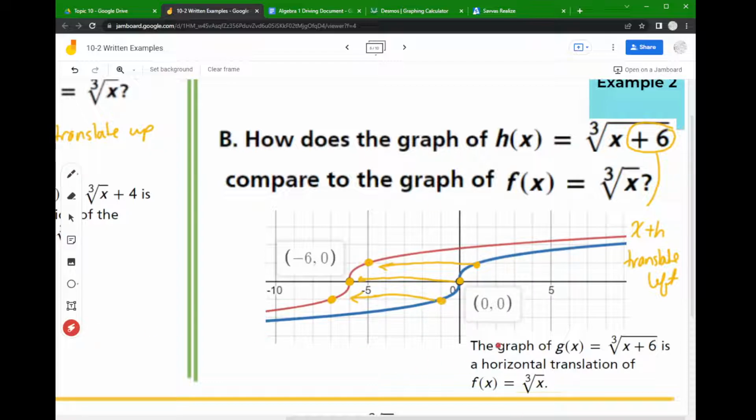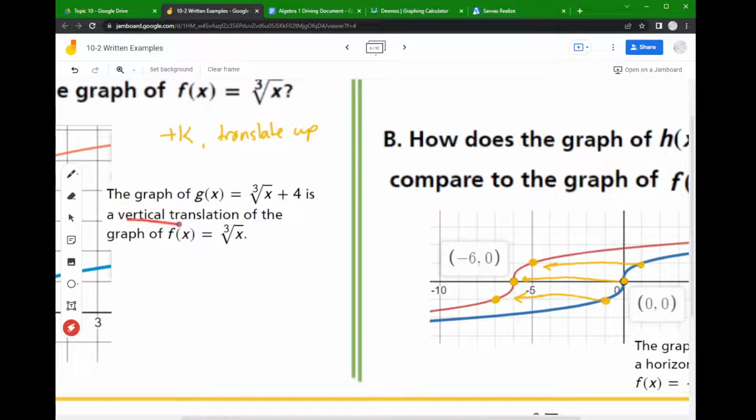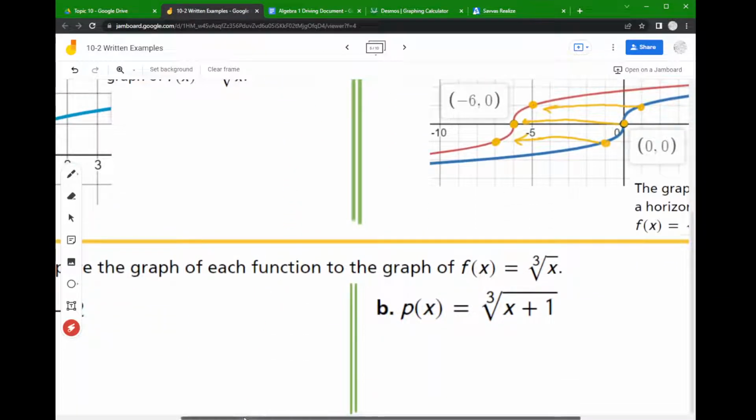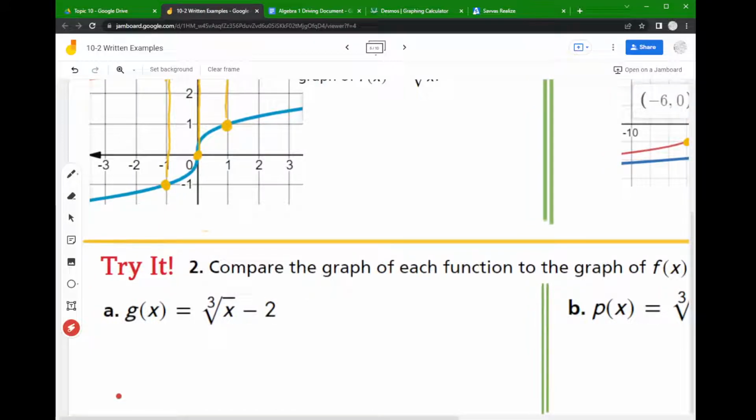Now, Savvas uses the words horizontal and vertical, which is fine. But the thing is there's 2 directions horizontally, and there's 2 directions vertically. So when I describe them, I prefer to describe up and down and left and right as opposed to horizontal and vertical.